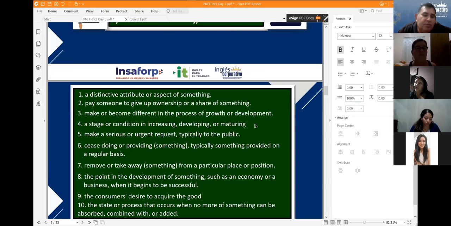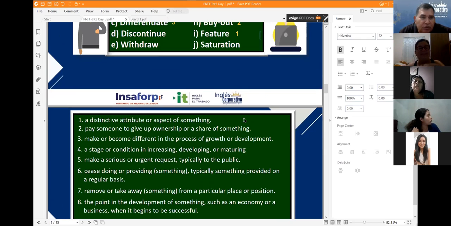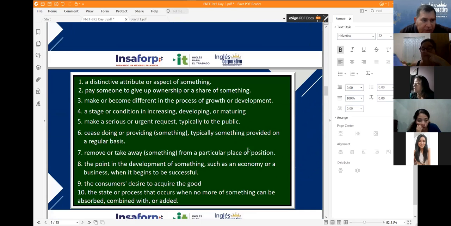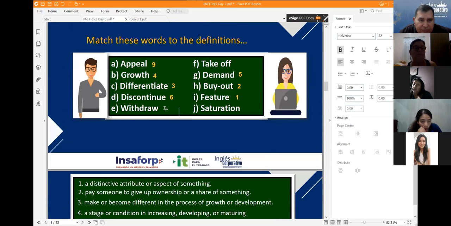For example, sometimes you have your favorite shoes, they don't make them anymore. Why not? Because it was discontinued. They discontinued. So six. Okay. Seven, remove or take away something from a particular place or position. It's withdraw. Yeah, this is withdraw.